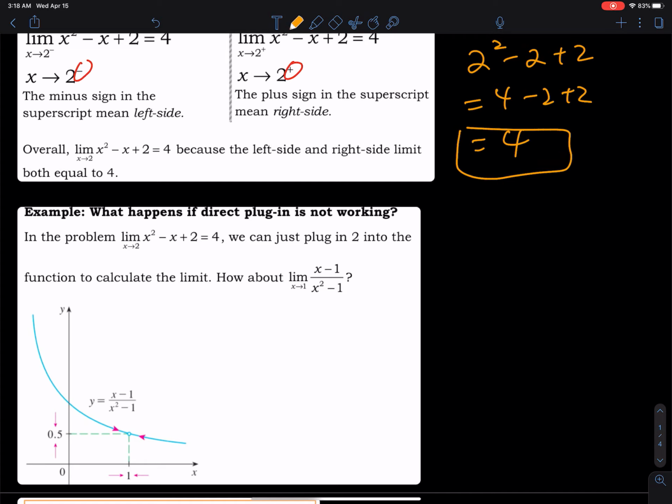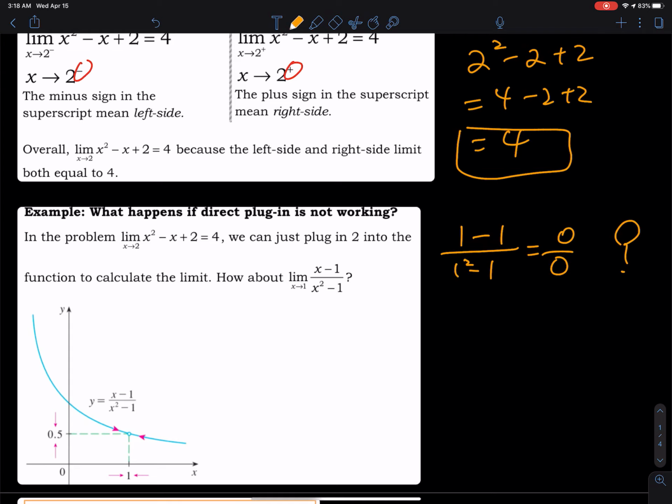Now, the direct plug-in works in the previous function, but not in this one. Look, how about this? We have the limit as x approaches 1 of (x minus 1) divided by (x squared minus 1). You can plug in, right? So if you plug in 1 minus 1, 1 squared minus 1, you have 0 divided by 0. Punch this into your calculator. What is that equal to? This is undefined. We are not able to do this.